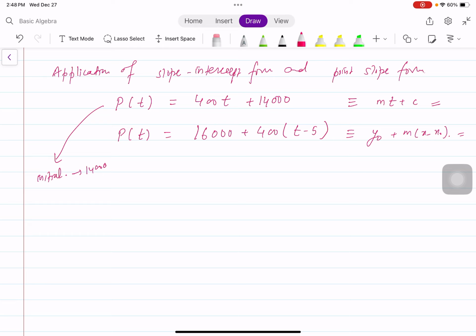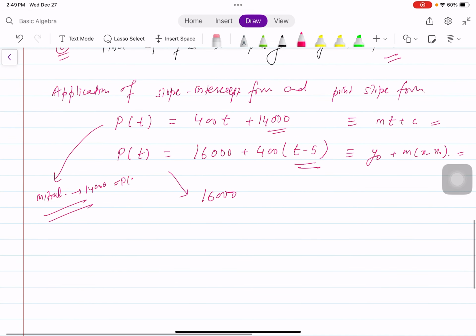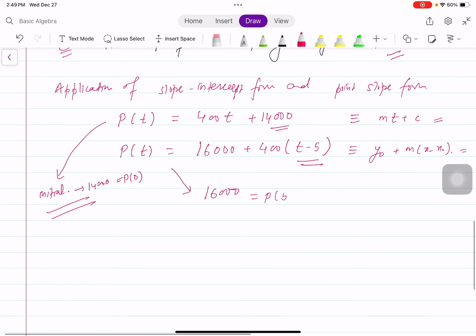How do we know that? Initial value means when time is 0, right? At the end of first year, 0 year. So initially t will be 0 and this value is directly given. So the y-intercept gives the initial value. That's one of the applications. In this case, after 5 years, the population will be 16,000. So this gives you the initial population, and this gives the population after x minus x0, so after 5 years, right? These are the applications of the two forms.